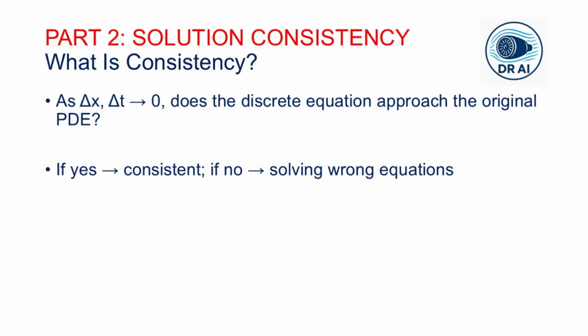Now, moving on to the second part, which is solution consistency. Consistency answers a fundamental question: as we refine the grid, when delta x and delta t approach zero, does the discrete equation we solve on the computer approach the original partial differential equation? If the answer is yes, the scheme is consistent. If no, you are solving the wrong equations no matter how fine your grid is.